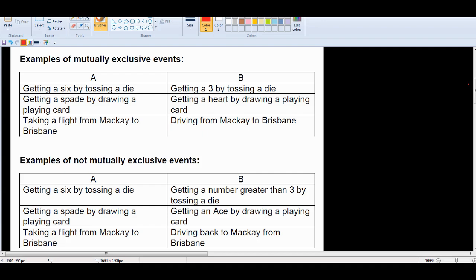Taking a flight from Mackay to Brisbane, and driving from Mackay to Brisbane. Of course they can't happen at the same time. Unless you go from Mackay to Brisbane twice, but if you only do it once, you have to decide which mode of transportation you need to take.